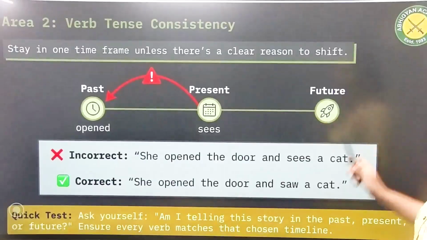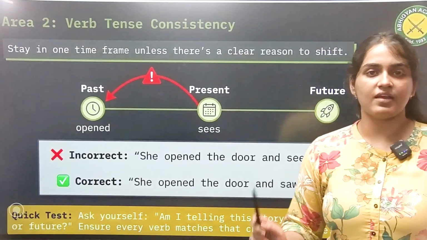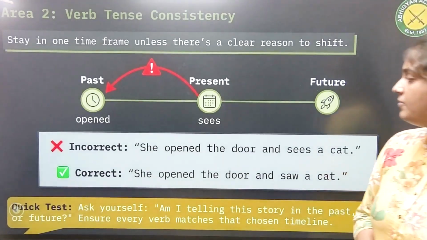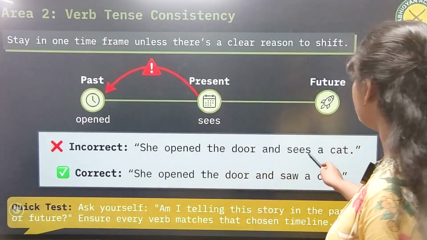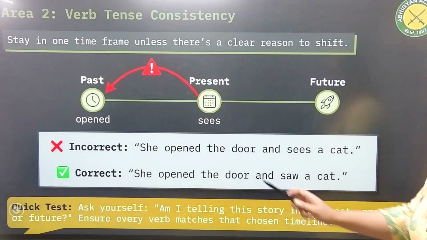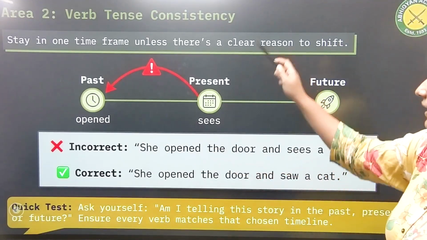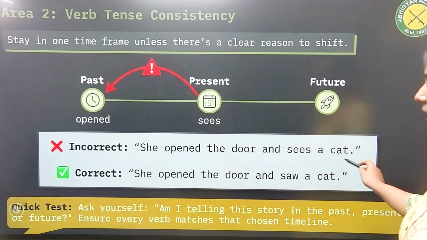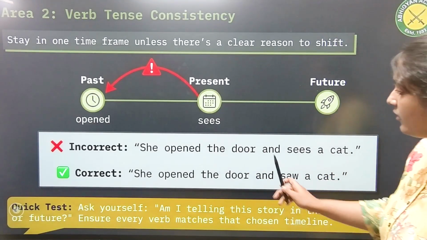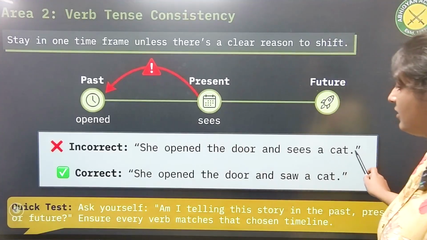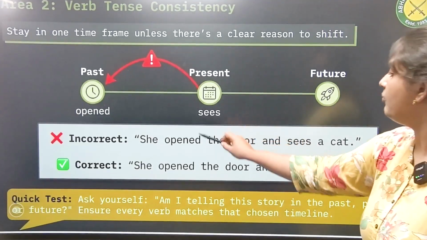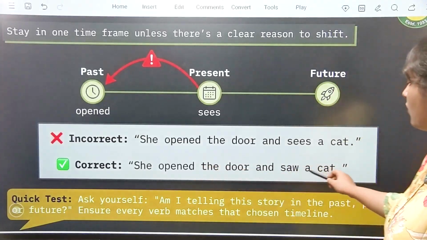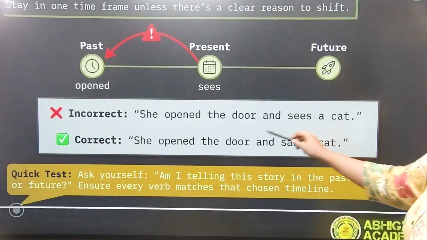Second is verb tense consistency. Throughout the sentence, there will be different verbs. Open is a verb here. Seize is a verb here. Now you have to make sure it's consistent with the tense. She opened the door, this is past. Sees a cat, that's present. So basically you're saying something that is not matching. आपको ये पूरा चीज पास में हो रहा है, so you have to write opened the door and saw the cat. Something that happened before.